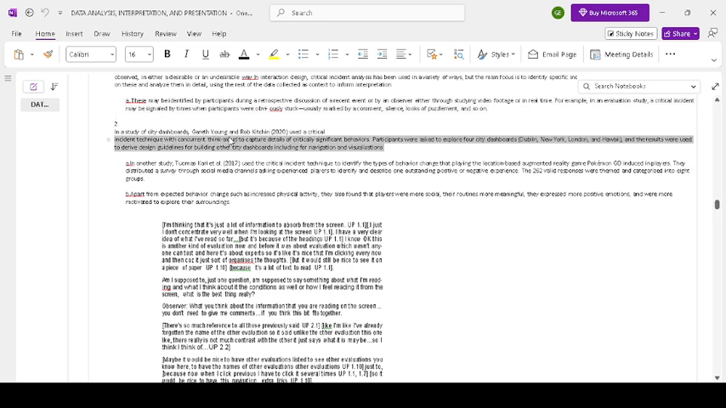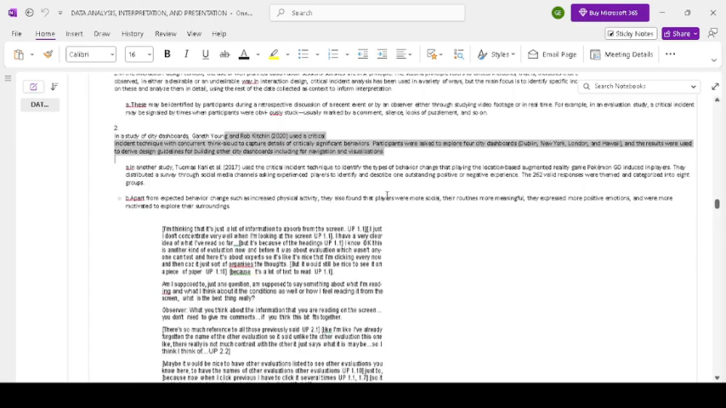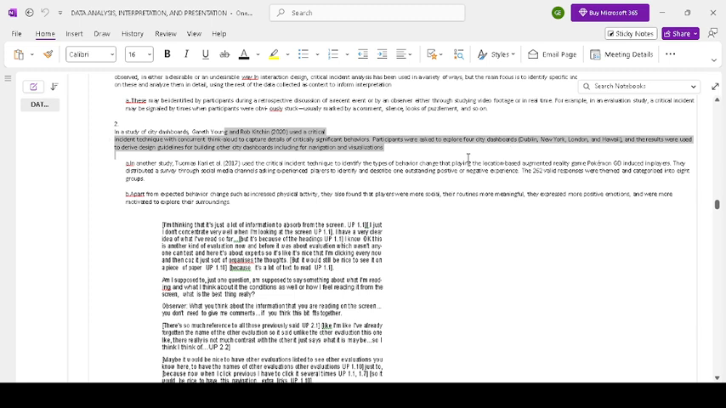In a study of city dashboards, Garrett Young and Rob Kitchen used a critical incident technique with concurrent think aloud to capture details of critically significant behaviors. Participants were asked to explore four city dashboards: Dublin, New York, London, and Hawaii, and the results were used to derive design guidelines for building other city dashboards, including for navigation and visualization. So they use think aloud here to find the critical incident. So they explore that dashboard for a map application like Waze.